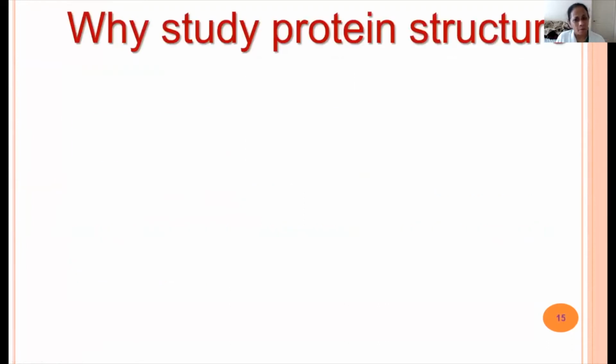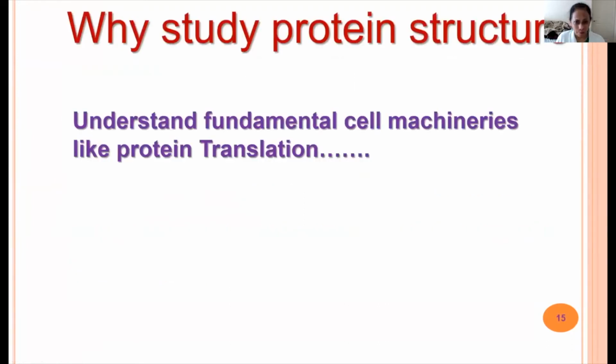Now again, why else would we study protein structure? We study protein structure to understand fundamentals of cell machineries, like protein translation. How are proteins made in the cell? How do proteins actually work? Do you remember any protein that is involved in the whole process of translation? Can you think of any protein that's integral to the whole mechanism of translation? Do you know where proteins are made in the cell? Any guesses?